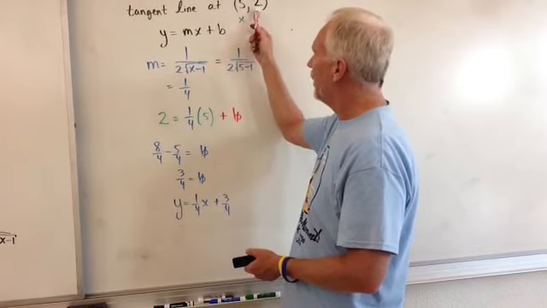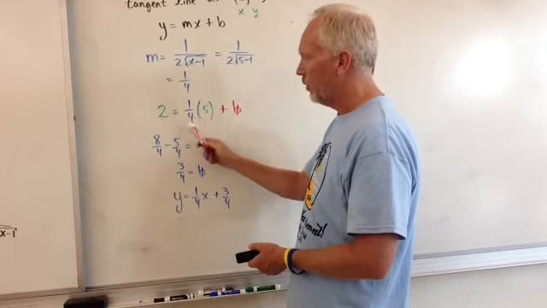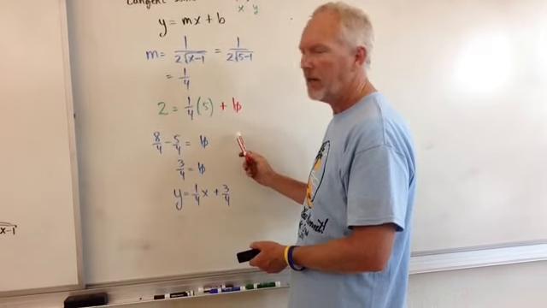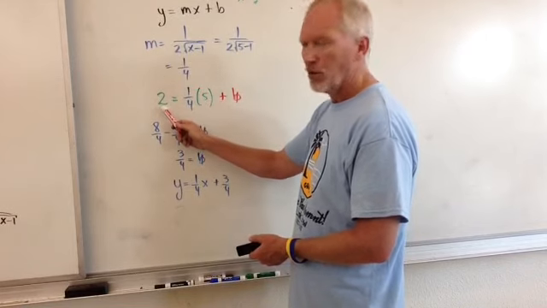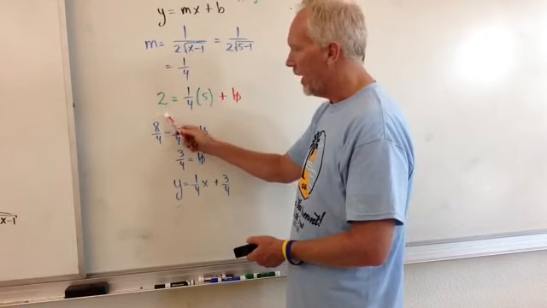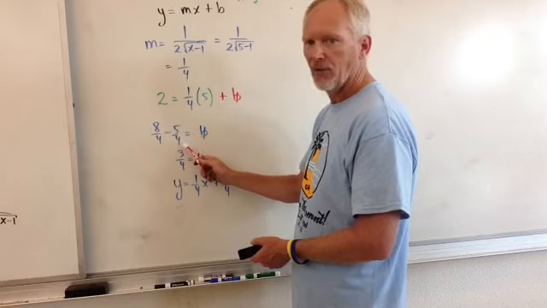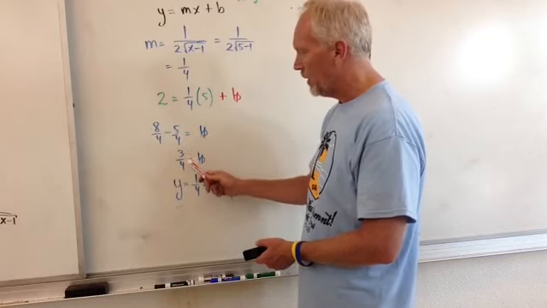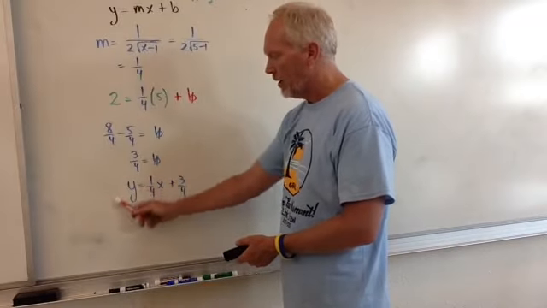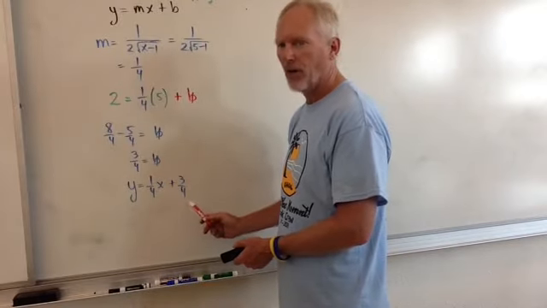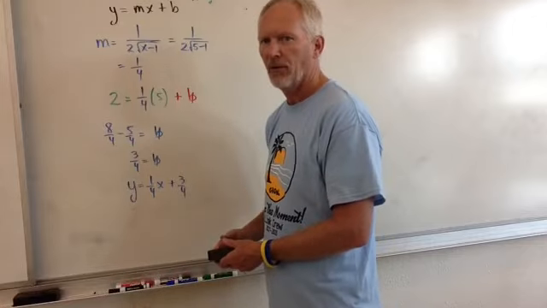And then we simply plug in our y and our x. 2 equals 1/4 times 5 plus b. We get 5/4. We turn 2 into 8/4. 8/4 minus 5/4 is equal to b. And we get 3/4 is b. So the equation of our line is y equals 1/4 x plus 3/4.